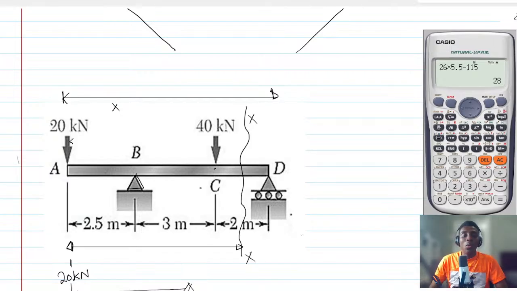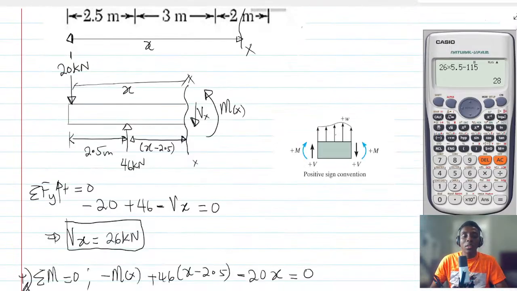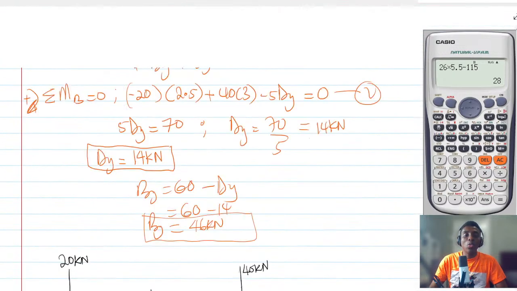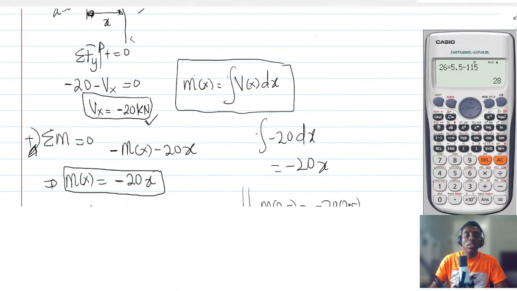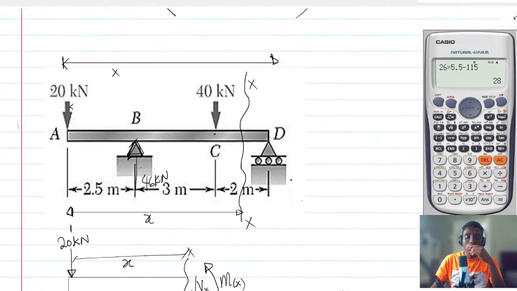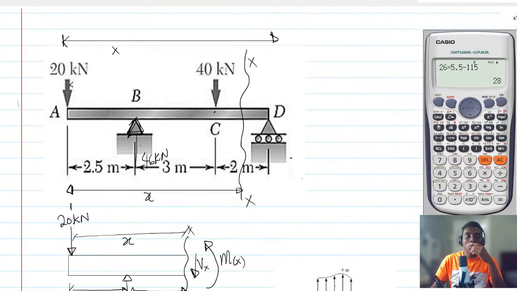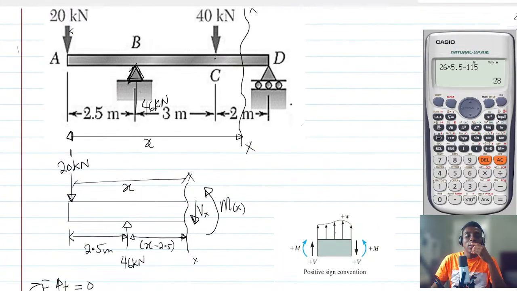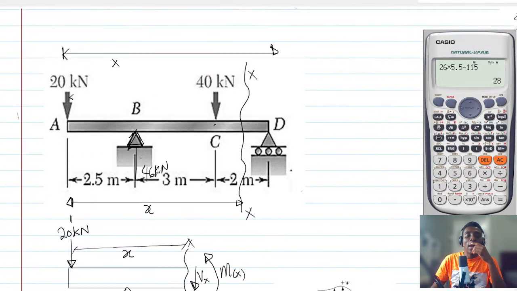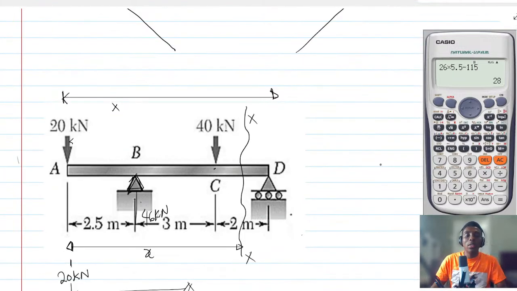So this is your X, and then at point B, there is a load of 46 kilonewtons. So there is a certain load here which is 46 kilonewton. I think it would be best if I draw that one separate.